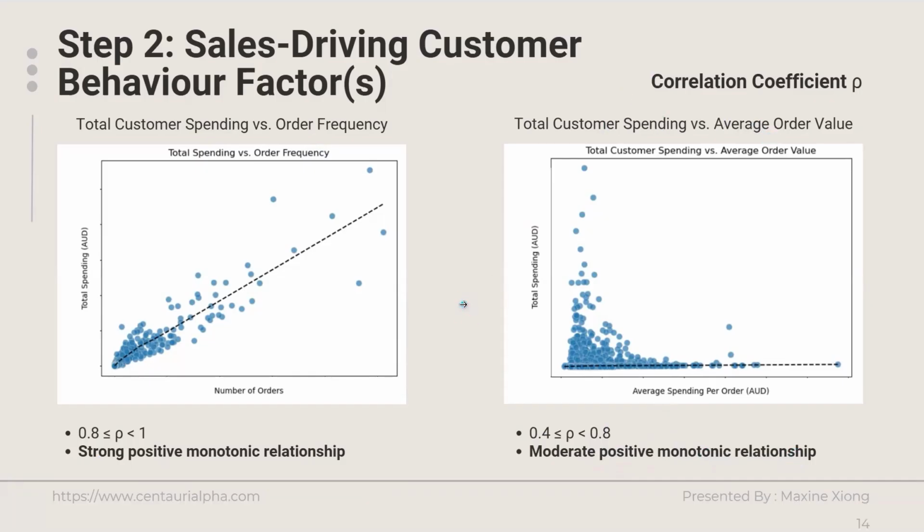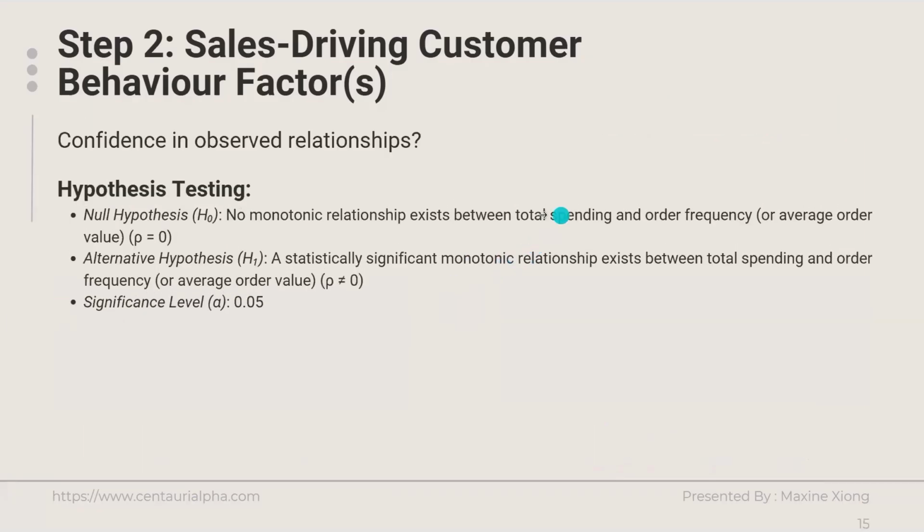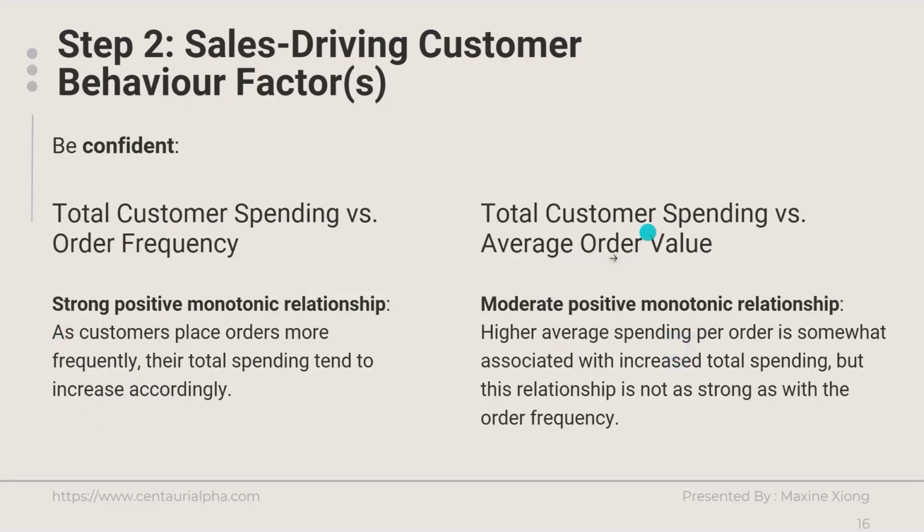But can we trust the observed relationships? To determine the level of confidence we can place in the observed correlations, we performed hypothesis tests of both relationships and found that both p-values are below the significance level of 0.05. Therefore, we rejected both null hypotheses and concluded that both relationships are statistically significant. So now we can be confident in both relationships.